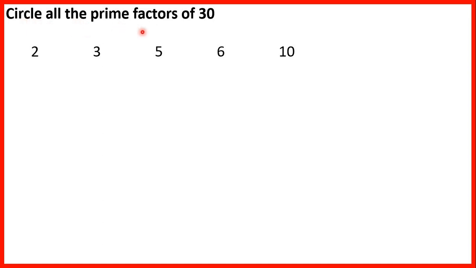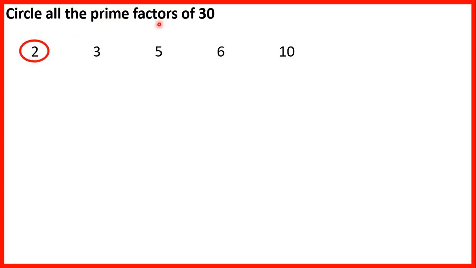Circle all the prime factors of 30. Now remember, a factor of a number means that we can divide without getting a remainder. So a factor of 30 means that 30 is in that number's times table. We also have the word prime here, so we also need to remember that a prime number is a number not in any times tables except for its own times table and the 1 times table.